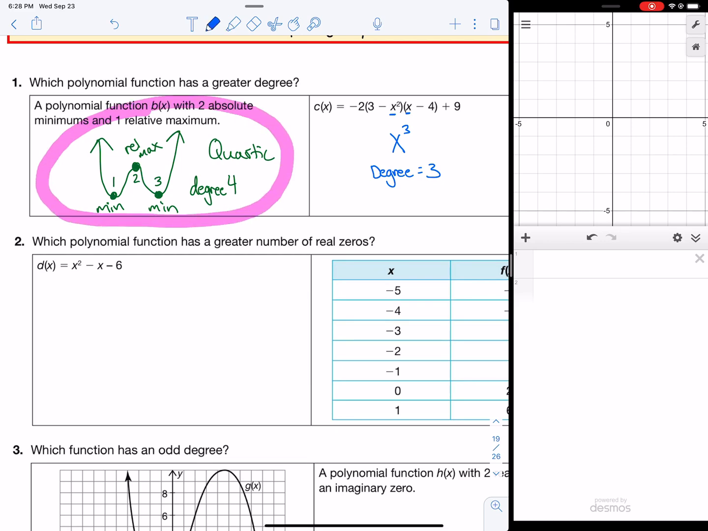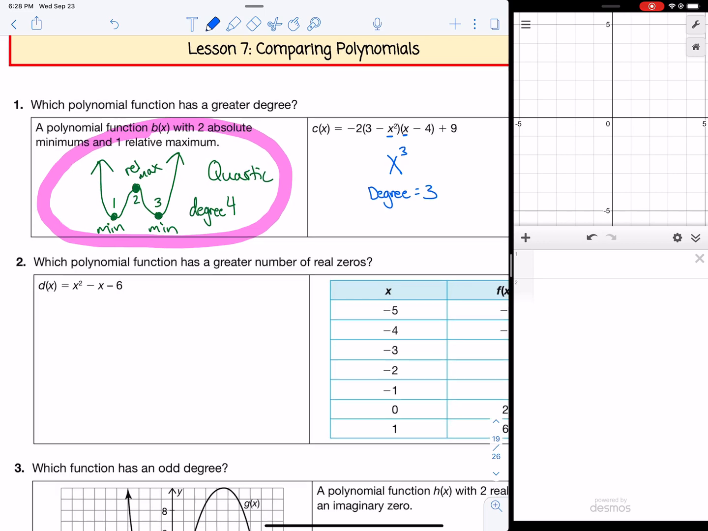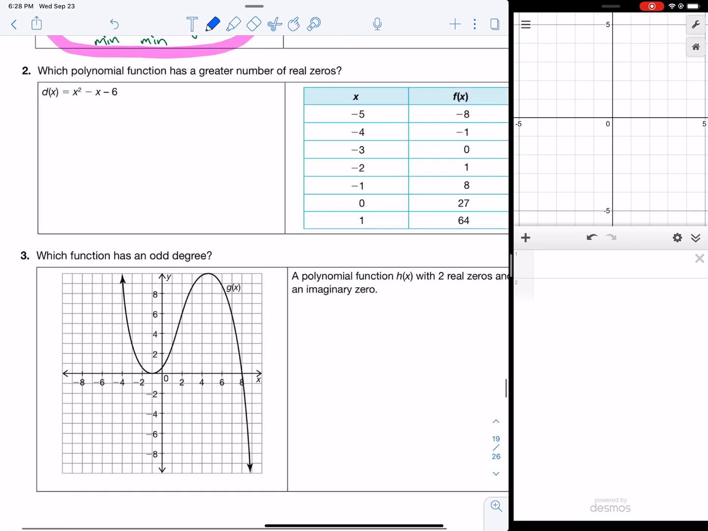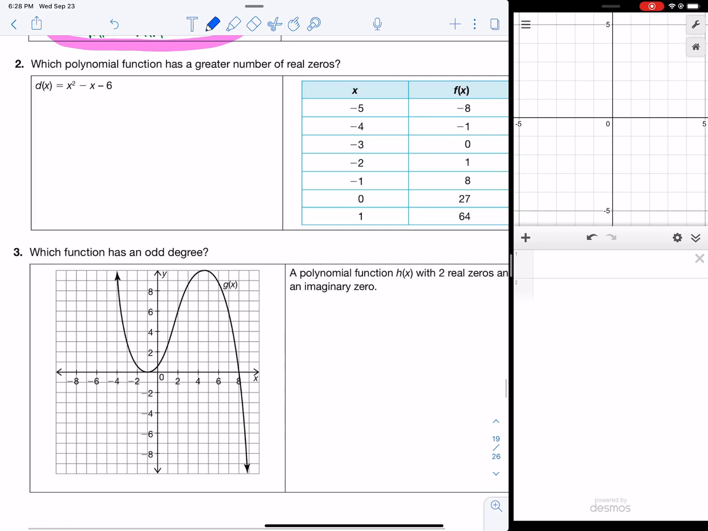Now the thing with comparing functions is that each question is unique. So it's really hard to show you every example because they could ask a whole bunch of different things about functions. So like I said, we're just going to go over a few examples to try to get you started on comparing. So number 2 said, which polynomial function has a greater number of real zeros? So real zeros are x-intercepts.